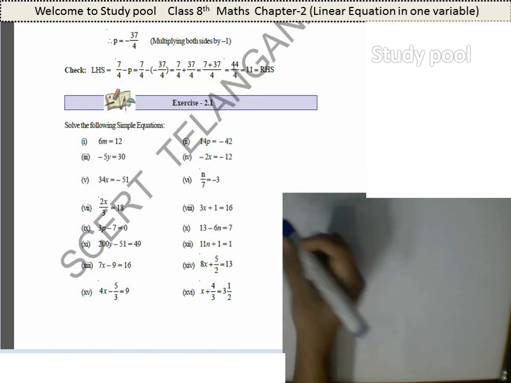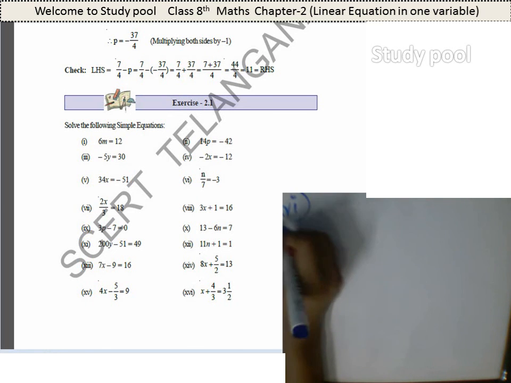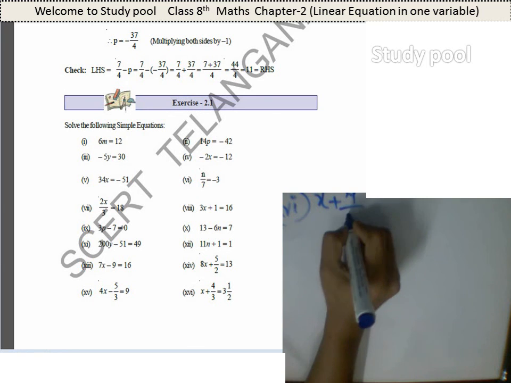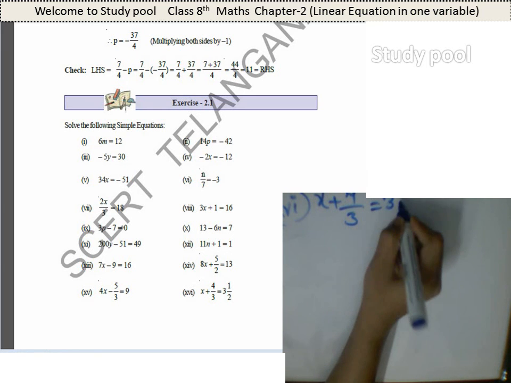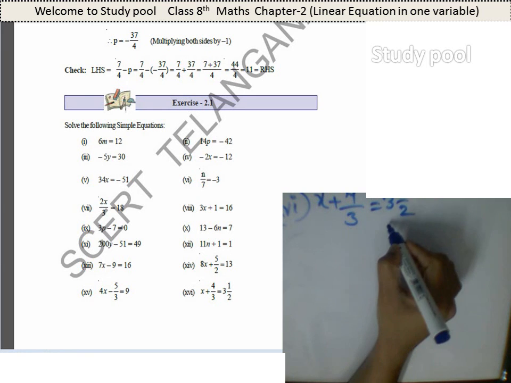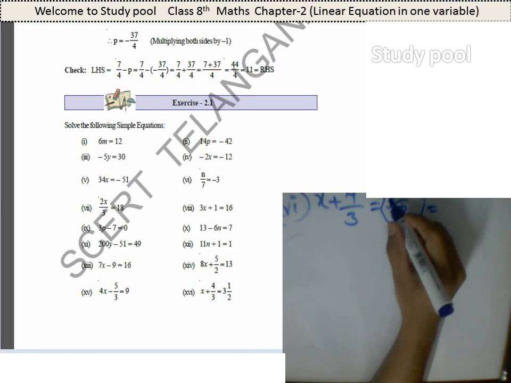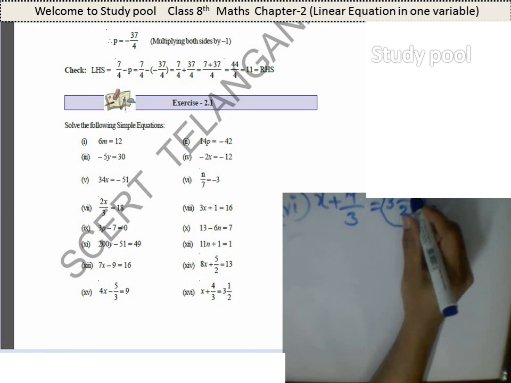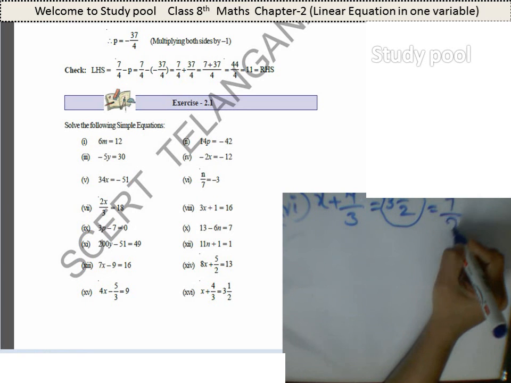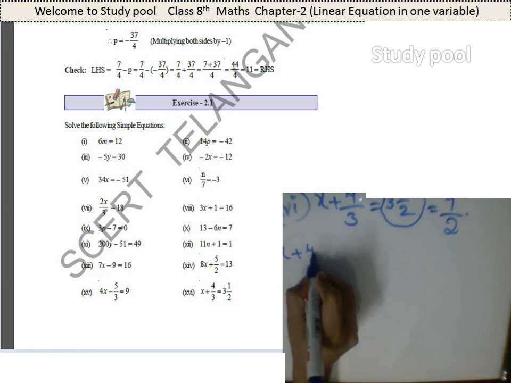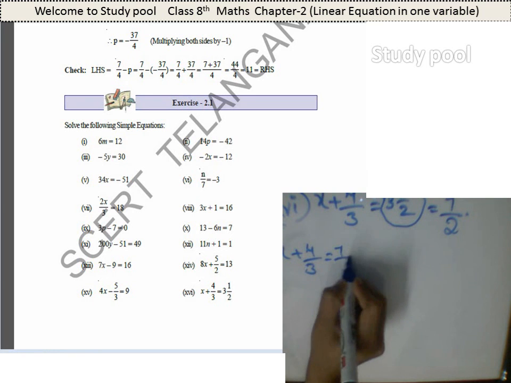That is the 16th one. What is given? X plus 4 by 3 is equal to 3 1 by 2. First we will change this mixed fraction into an improper fraction. 3 2s are 6. 6 plus 1 is 7. So this can be written as 7 by 2. So now I will write x plus 4 by 3 is equal to 7 by 2.